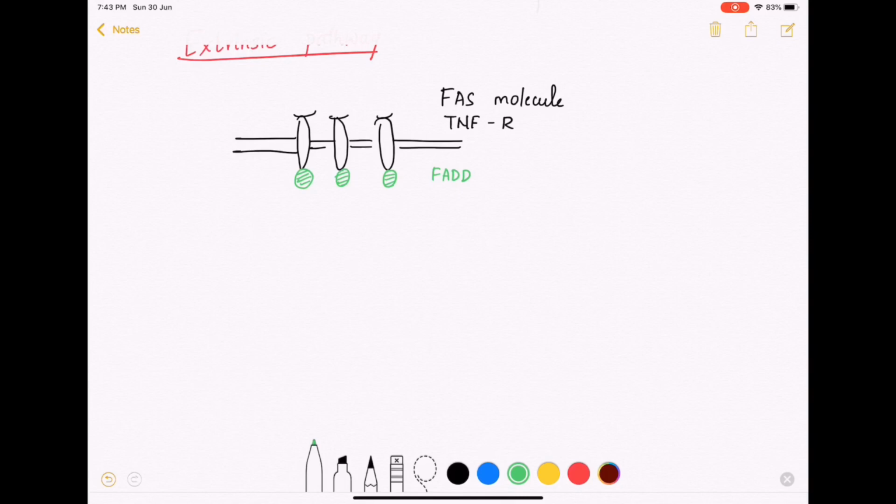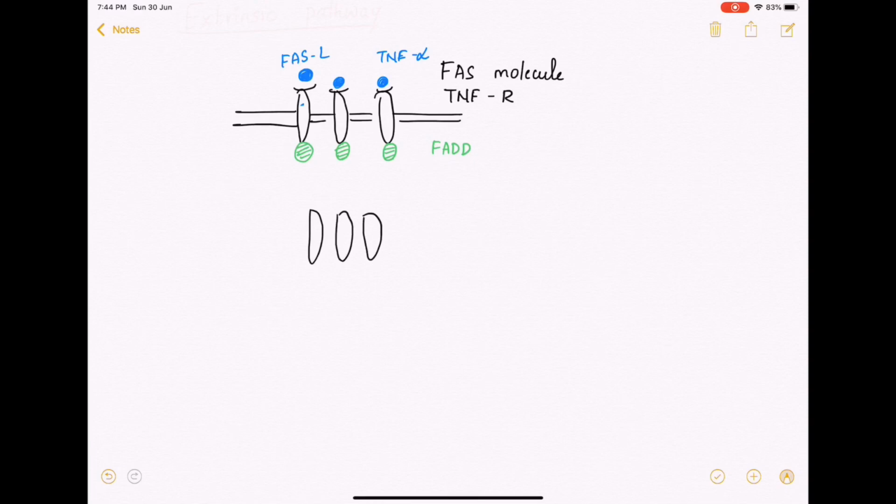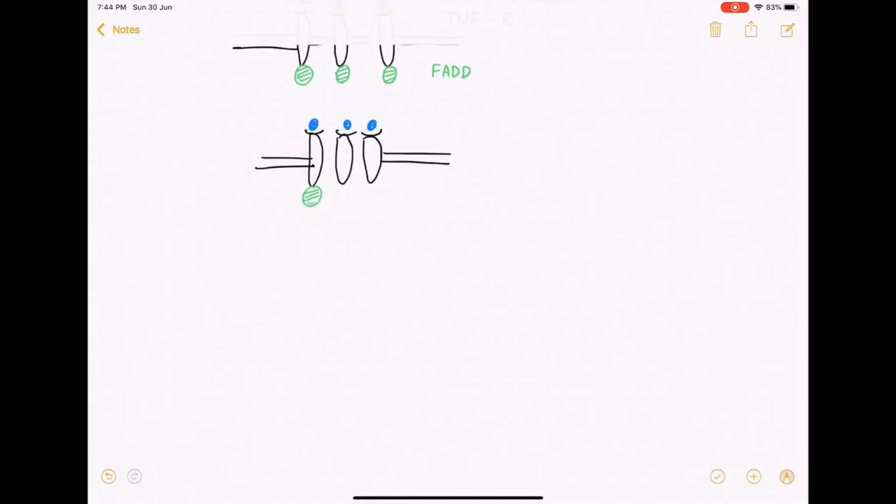So now let's say we have the ligand. If the receptor I'm talking about is the Fas molecule, then this would be Fas ligand. Or if I'm talking about TNF receptors, then this would be TNF alpha. When the respective protein binds to the receptor, there will be trimerization of the receptors. Here I'm showing trimerization of the receptors. What is the importance of the trimerization? This activates the FADD component. The activated FADD converts pro-caspase 8 to caspase 8. Basically, it is activating caspase 8.